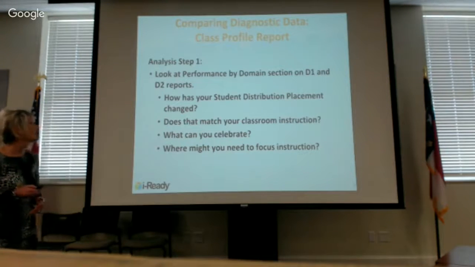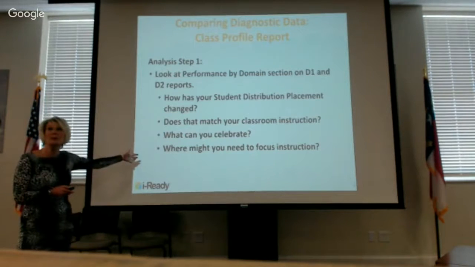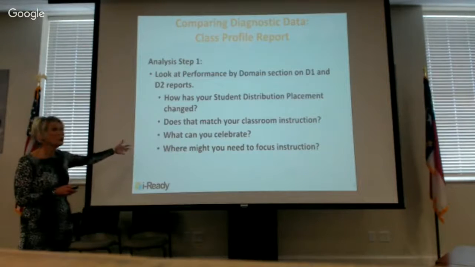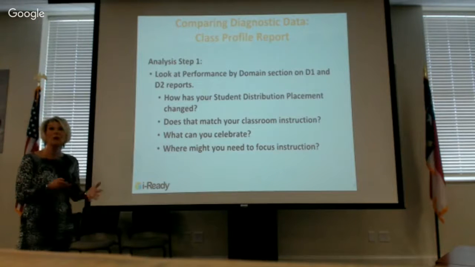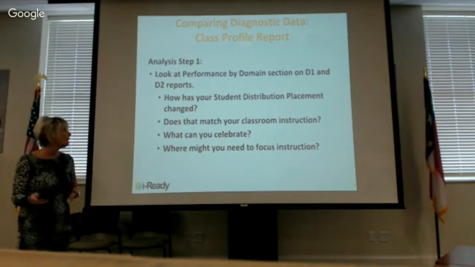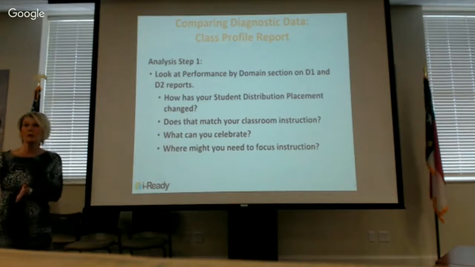So if you choose test window 1 and then compare it with test window 2, that will be exactly what you need to do. I'm going to leave this up because these are some of the things that we want you to take a look at as you're comparing. How has your student placement distribution changed? Does it match what's happening with your classroom instruction? What can you celebrate as you're looking at the class profile reports? And where might you need to still focus some intervention between now and your end of grade test?